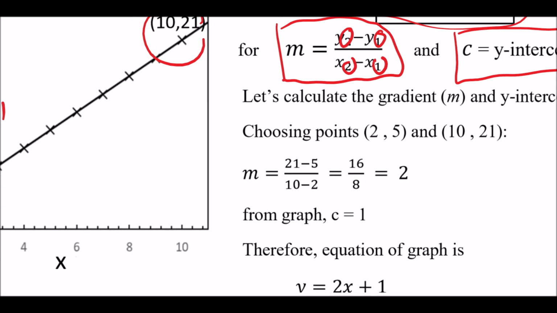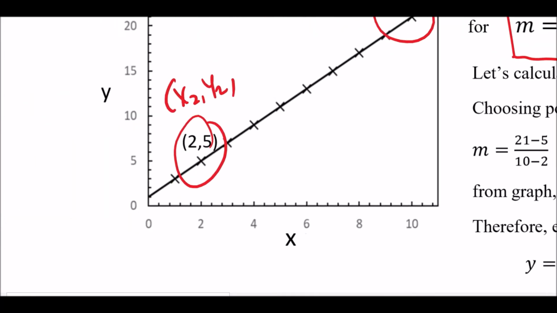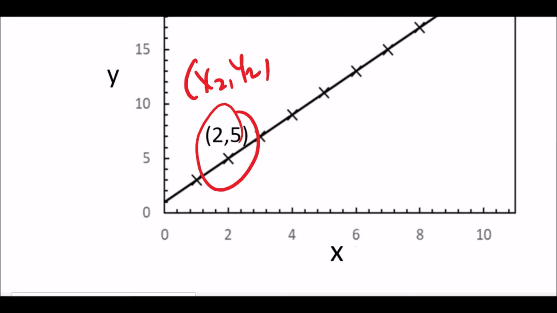Next, I need to find the y-intercept of the graph. How do I know that? Well, I simply go to the graph and I see, oh, the graph cuts the y-axis at this point, which is 1.